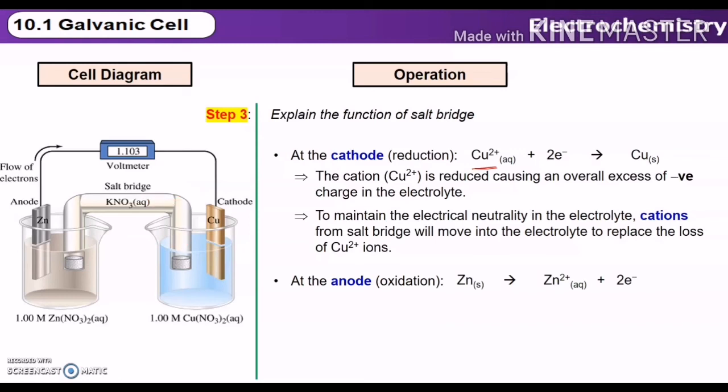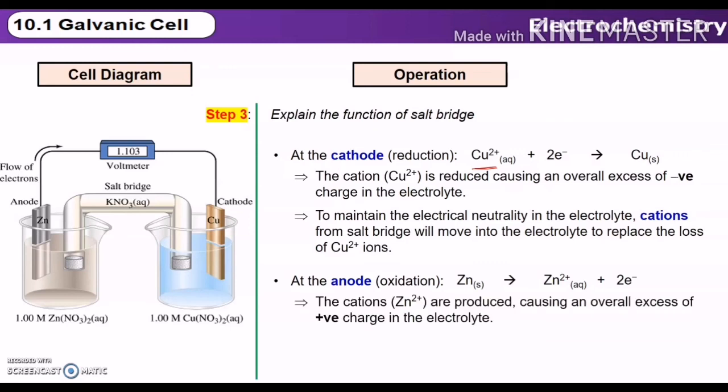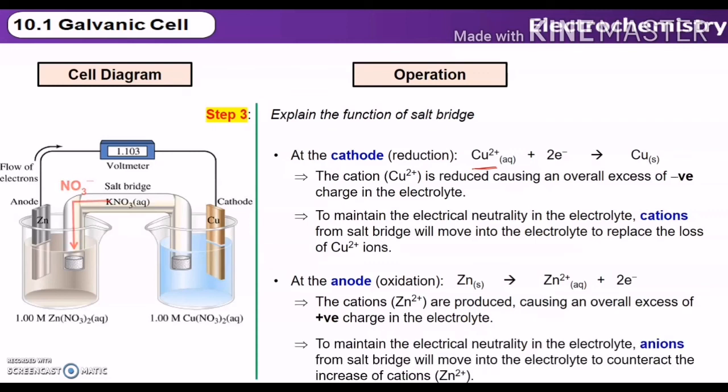On the other hand, at the anode, oxidation happens, so the zinc metal dissolves, or zinc metal undergoes oxidation to form Zn2+. The Zn2+ ions in the solution are produced, causing an overall excess of positive charge in the electrolyte. To maintain the electrical neutrality in the electrolyte, anions, that is, nitrate ions from the salt bridge, will move into the electrolyte to counteract the increase of cations Zn2+.